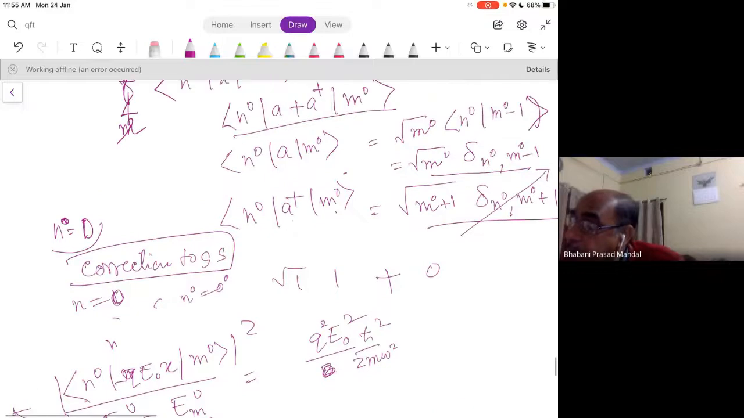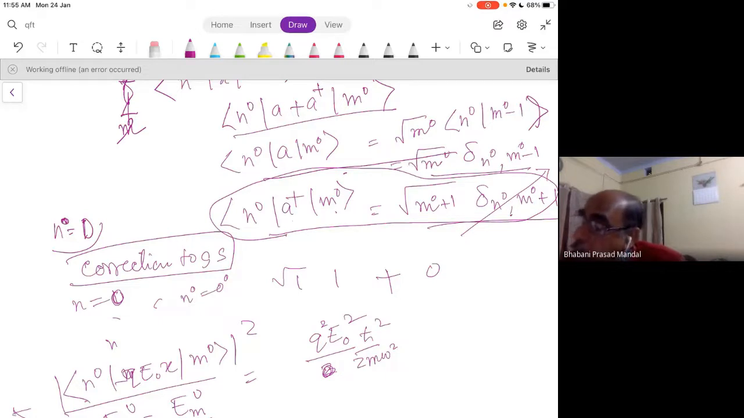Which value of m? The m value of 1 survived this term. This term never survived for the ground state. If it is a ground state correction, then m cannot be 0, because I am n equal to 0, and m is not equal to n, so it cannot be 0.